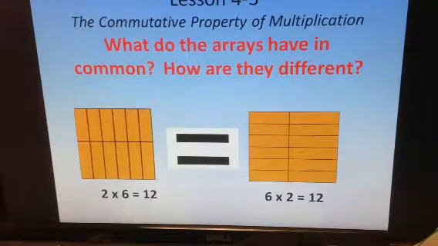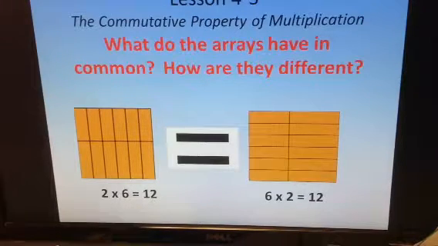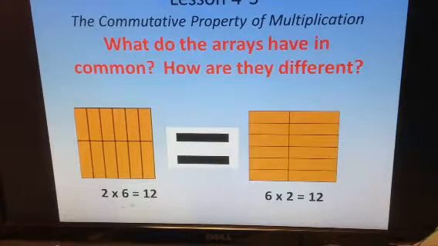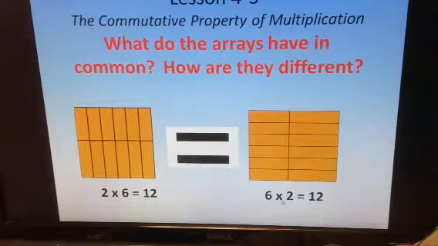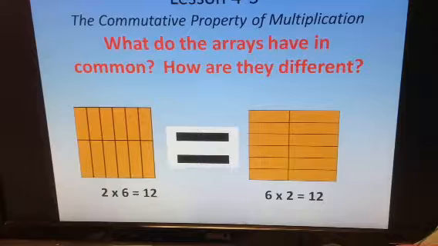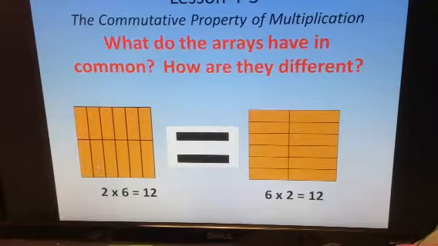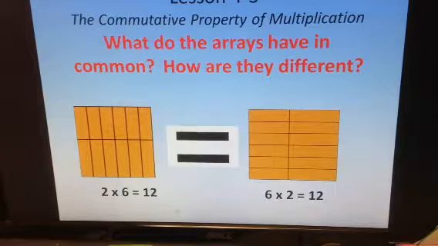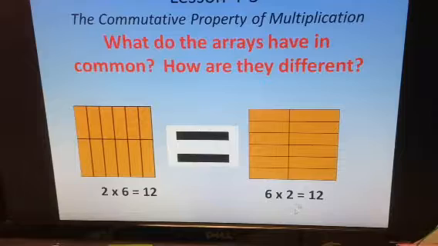What do the arrays have in common? How are they different? We discussed this question for a while. Students pointed out that they have in common the same numbers. 2 and 6 and 12 are used in both. They're both multiplication problems. They both have arrays with equal numbers of rows. And then how they're different, the numbers are in different orders. 2 comes first here, followed by 6. 6 comes first here, followed by 2.